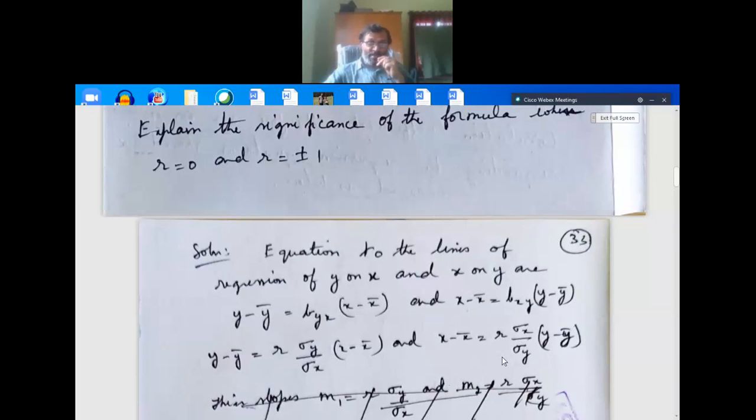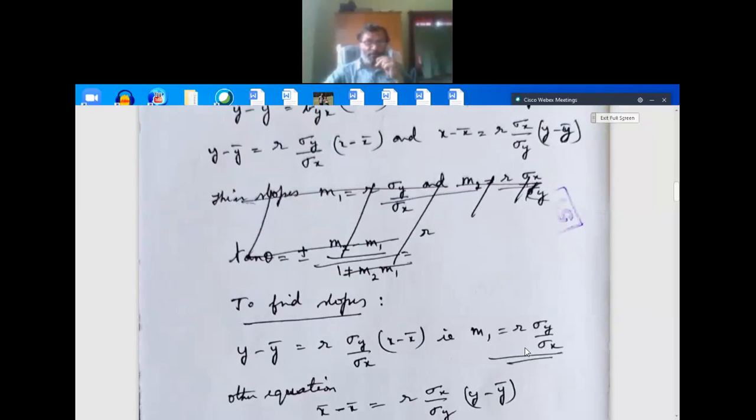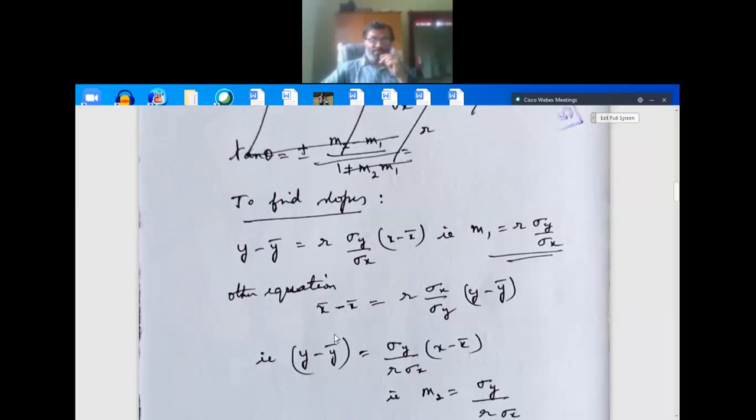That b_xy is r into sigma x by sigma y. So x minus x bar is equal to r into sigma x by sigma y into y minus y bar. We take it, x minus x bar equals r into sigma x by sigma y into y minus y bar. So here we can't find the slope directly, because the standard form of slope is y minus y1 is equal to slope into x minus x1.